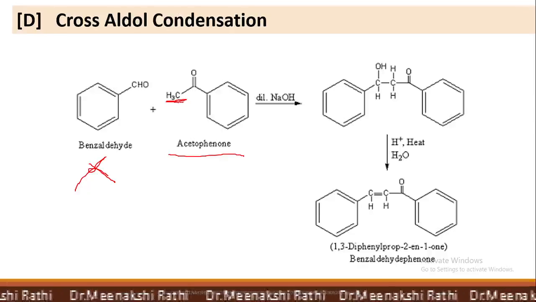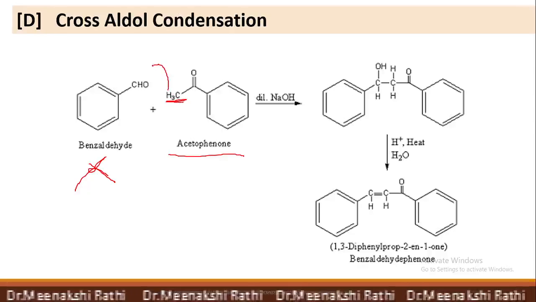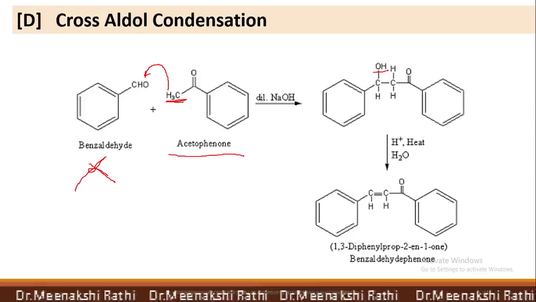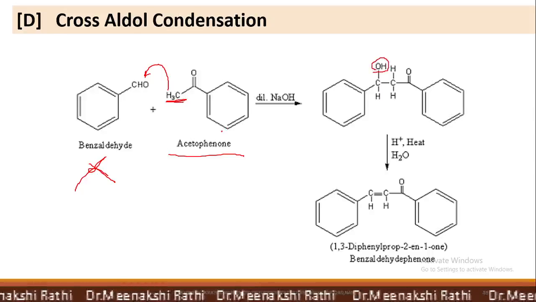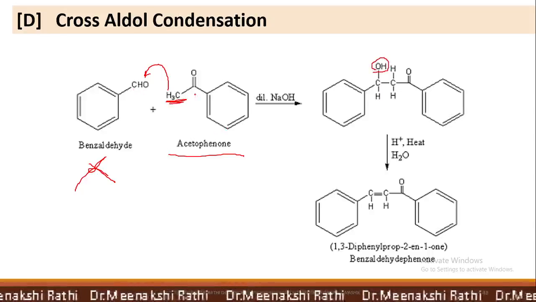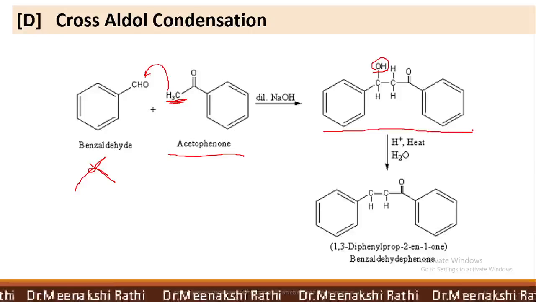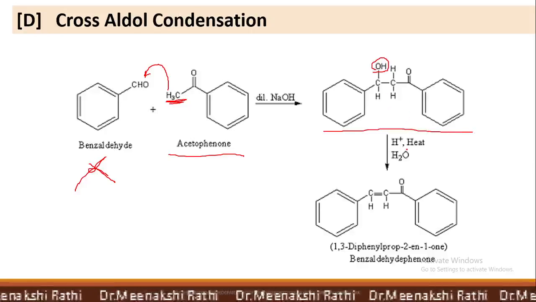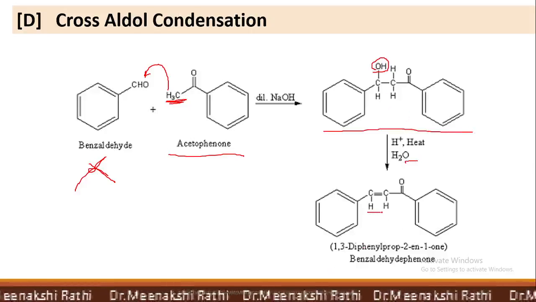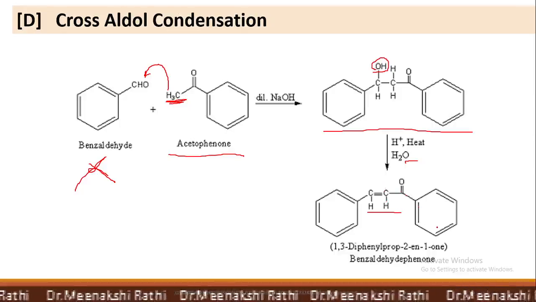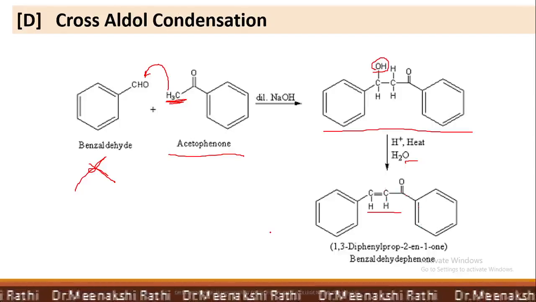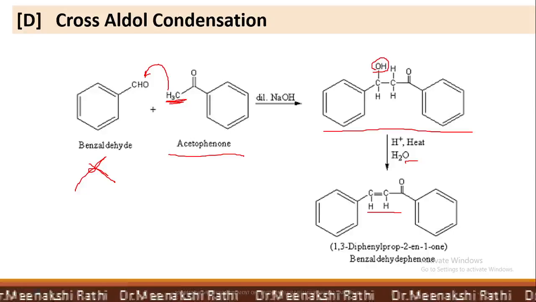So again, how does the reaction take place? The alpha hydrogen atom migrates toward the carbonyl oxygen, so it gets converted into CHOH. And the remaining CH2 will attach to this carbon. And we will get this aldol product. This aldol on heating loses a water molecule and there is a formation of an alpha beta unsaturated compound, that is the aldol condensation product. Again, it is a very good example of cross aldol condensation.